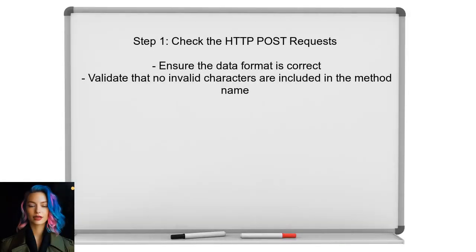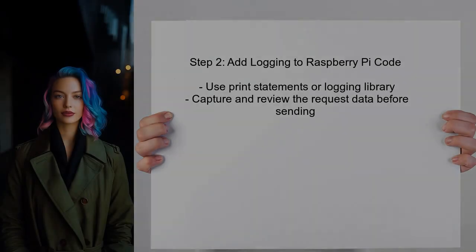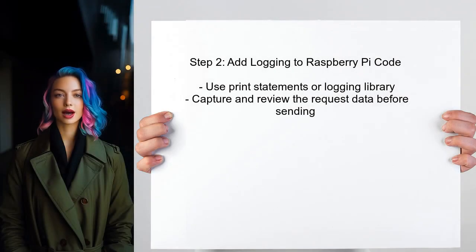To address the issue of invalid characters in the HTTP method name, the user should first check the data being sent from the Raspberry Pi. It's important to ensure that the HTTP post requests are formatted correctly. Next, the user should examine the code on the Raspberry Pi that sends the data. They can add logging to capture the exact request being sent to the Spring Boot server.